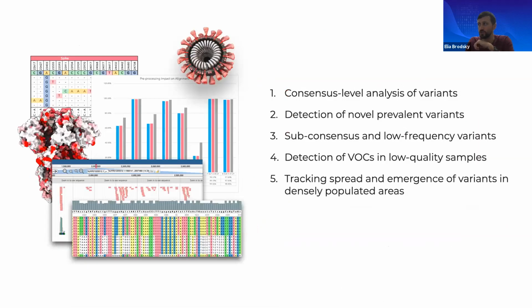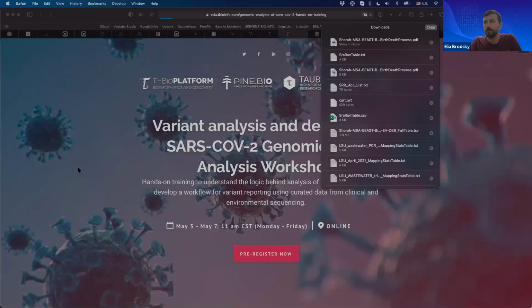And so if you want to learn about this consensus level analysis of variants, detection of novel prevalent variants, subconsensus and low frequency variants, detection of variants of concern in low quality samples, for example in wastewater, and tracking the spread and the emergence of variants in densely populated areas, we invite you to join this upcoming webinar and actually a program, a whole program.